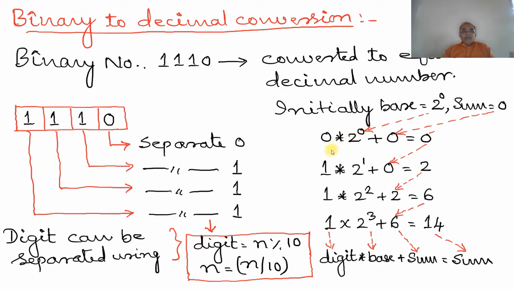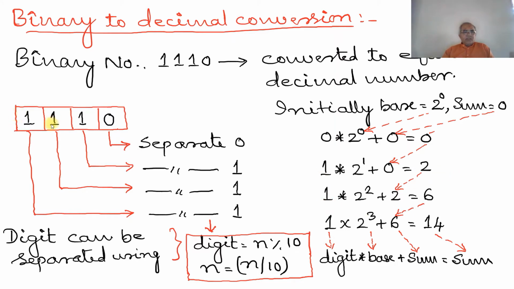To do that, 0 into 2 to the power of 0, that is the base, plus 0, that is sum, is equal to 0, so you get 0. Then you take the next 1: 1 into 2 to the power of 1 plus 0, that becomes 2, because 2 to the power of 1 is equal to 2, and 2 into 1 is equal to 2.